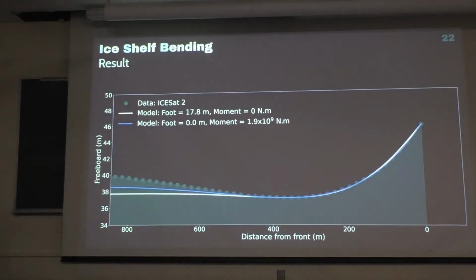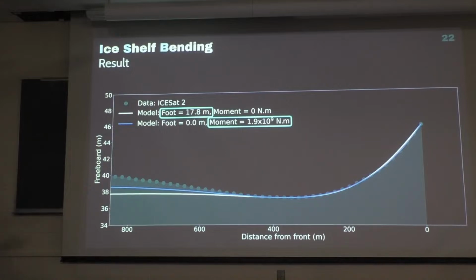But the story is not that great for everything. In this case, both models seem perfectly fine. They both seem to fit the data very well, but look at how they do that. The white model gave a very long foot with no moment, and the blue model gave no foot and a very high positive moment. For this case, we cannot distinguish which of the two is right.